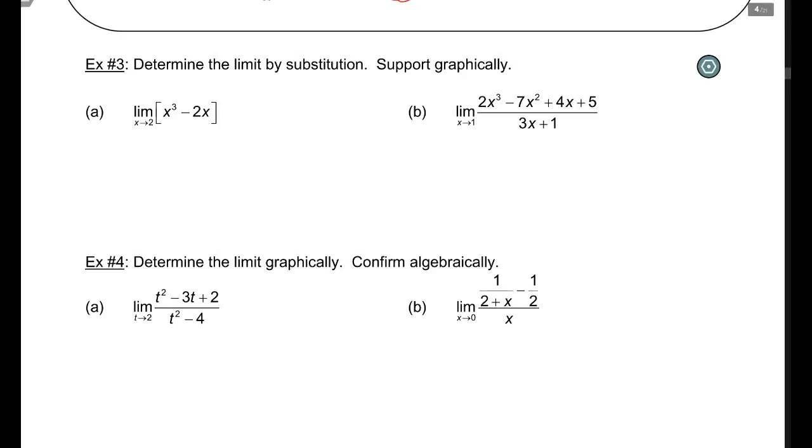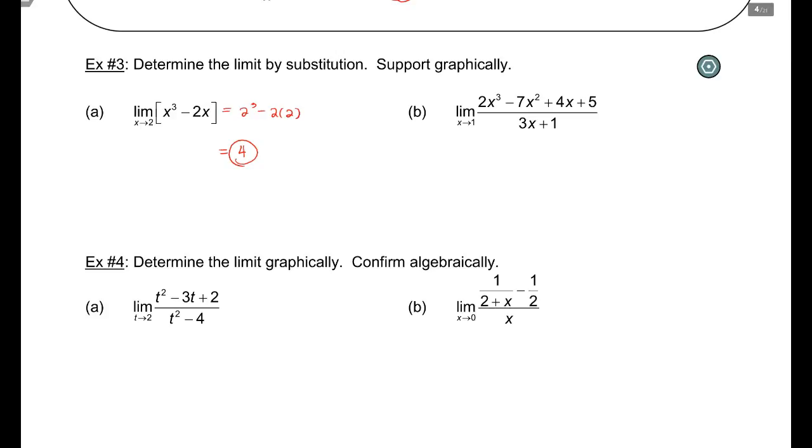Okay. I'm not going to worry about the support graphically for right now. Let's just find the limit by substitution. Graphically would mean you just graph it and look. And it's a polynomial, so for that first one, what do we get? 8 minus 4, I know, real tough mental math here. It's too early for that. 8 minus 4. Okay. 6. That's tough. Okay. How about the next one?